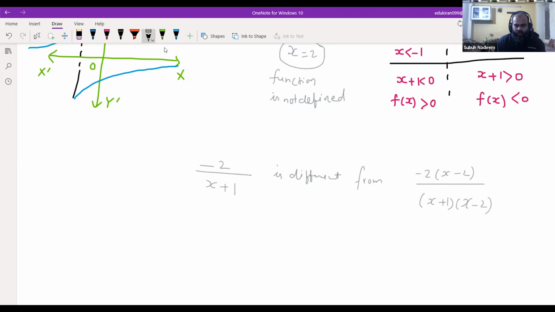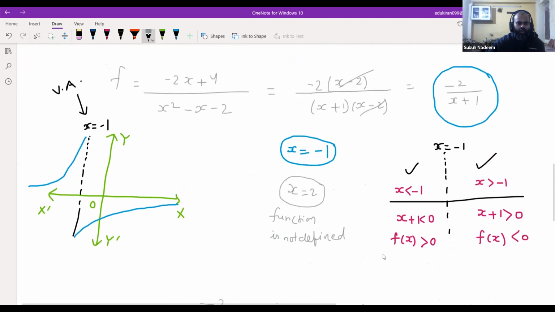Now, how is it different? You will say that we are cancelling x minus 2 and getting the same thing. But you can cancel them only, as we have studied in limits, if x minus 2 is not equal to 0, that is, x is not equal to 2. So this will cancel and become minus 2 by x plus 1 if x is not equal to 2. Whereas here, the original is not defined for x is equal to 2. So that point 2 is a point where this function is not defined.